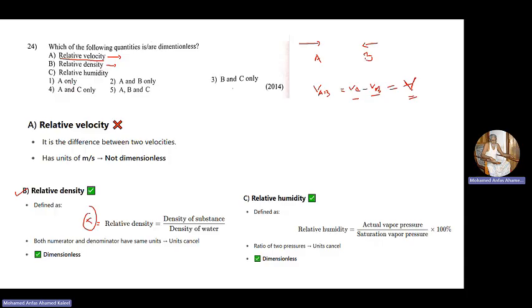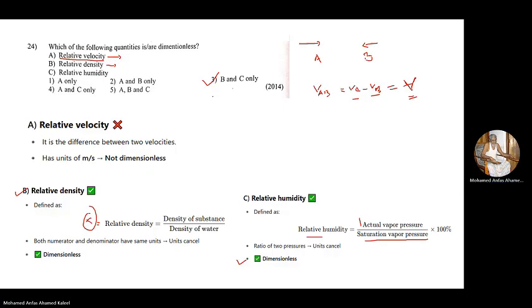Same as relative humidity. We are determining the percentage of the actual vapor pressure based on the saturation vapor pressure. That is relative humidity. Pressure over pressure is also dimensionless. So B and C are the only dimensionless ones, which means option number 3 is the correct answer.